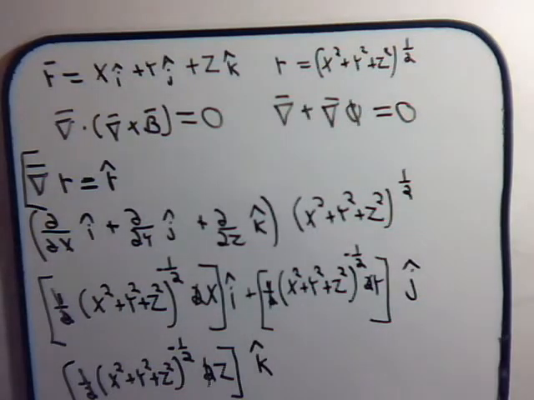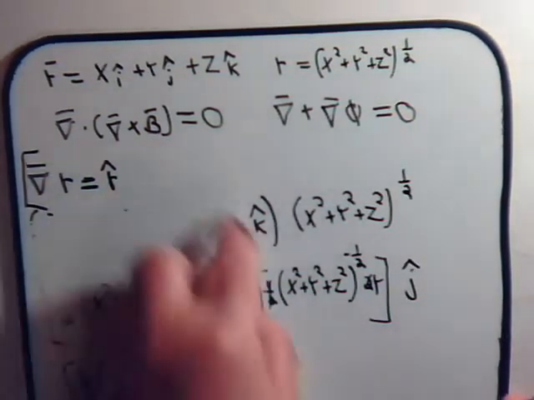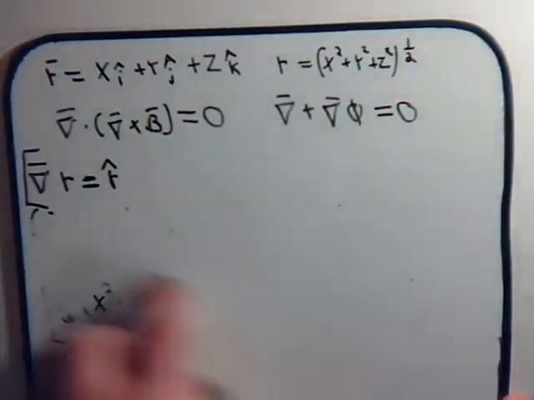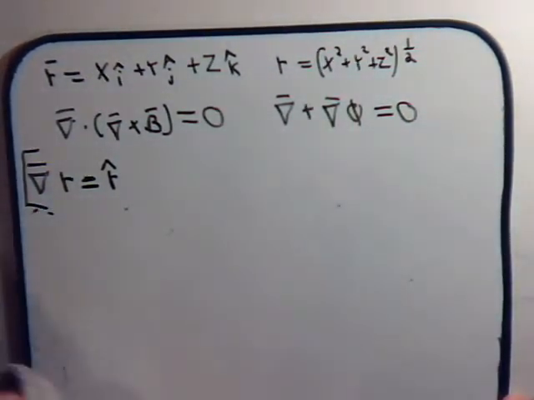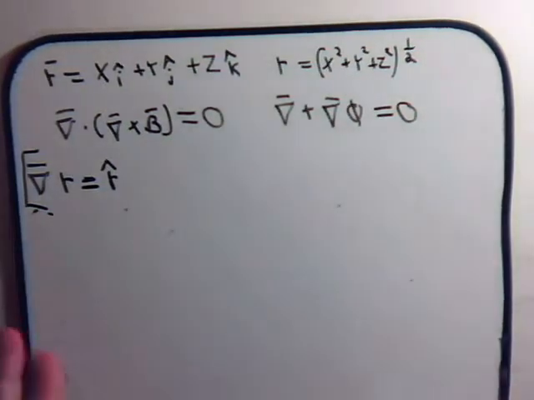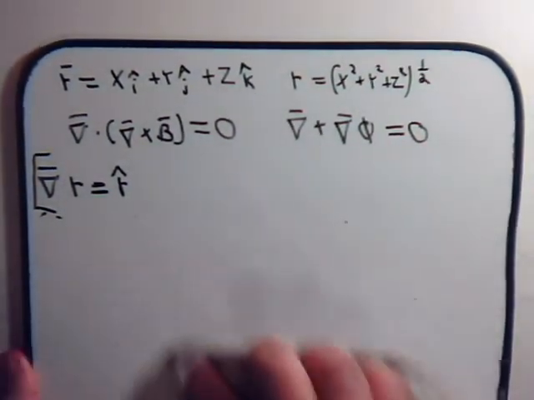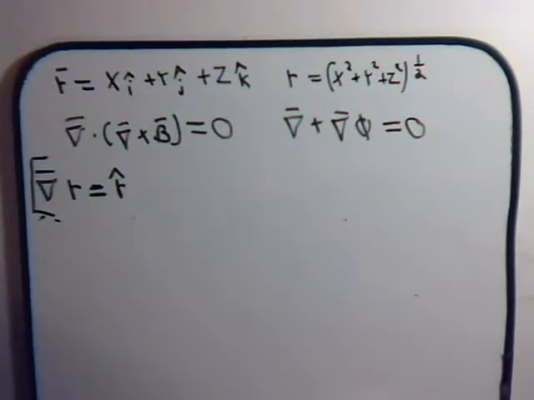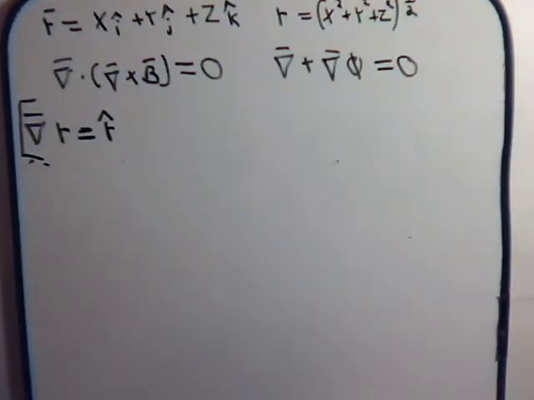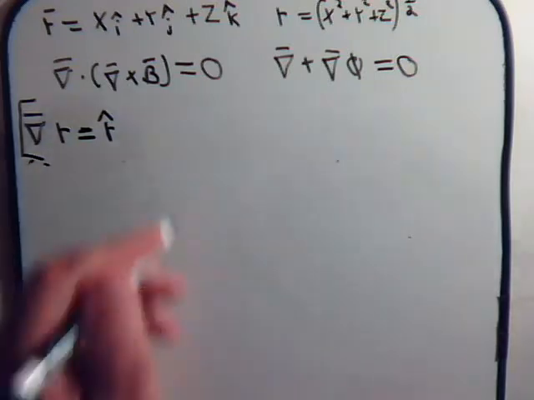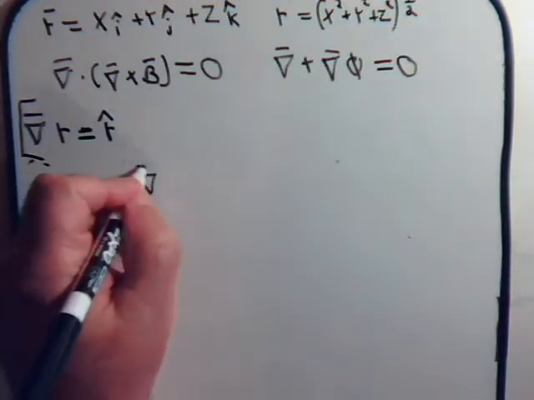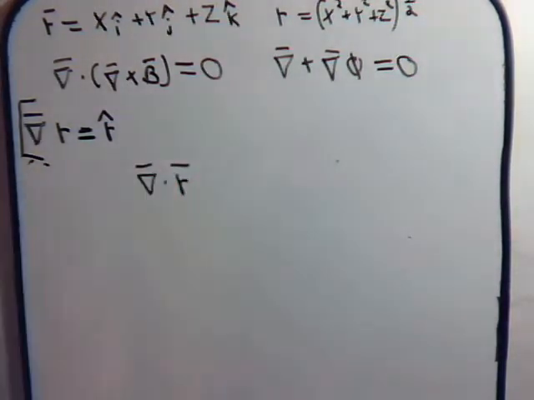Okay, now let's move along and ask ourselves what happens if we take the divergence of this. So now we're going to consider del dot r. So again, here's our del operator.